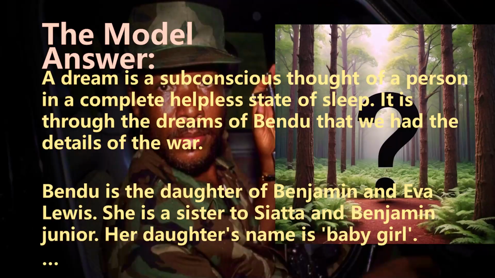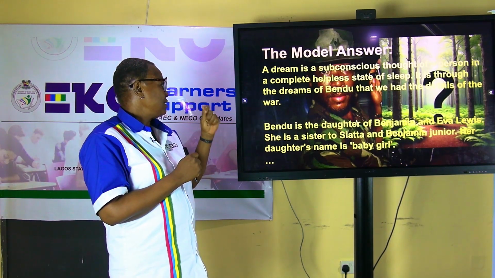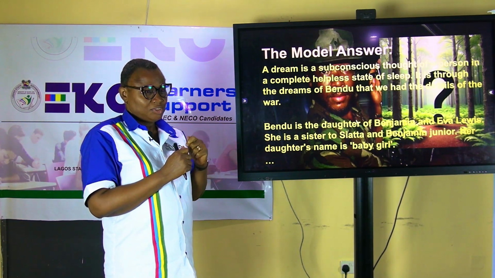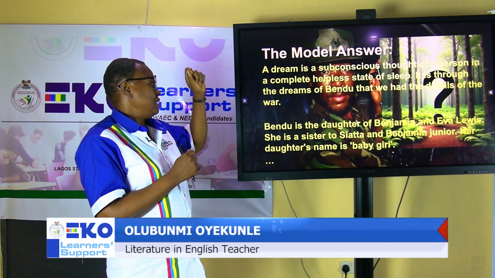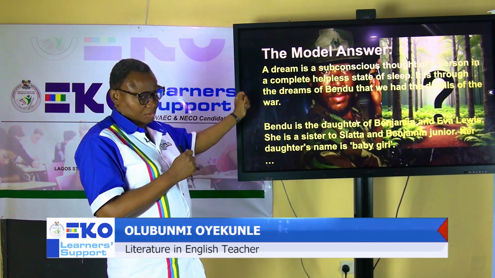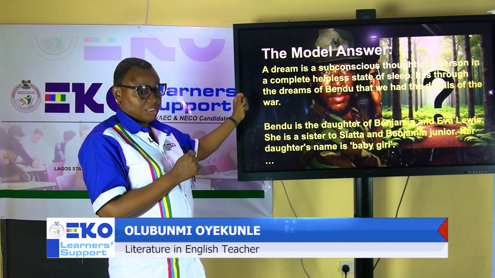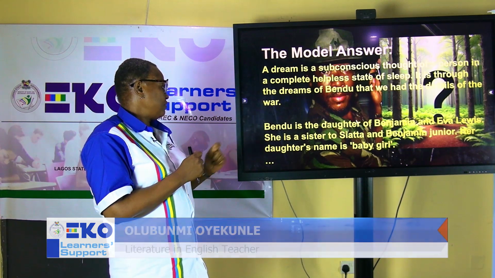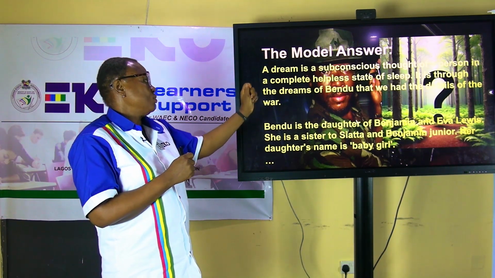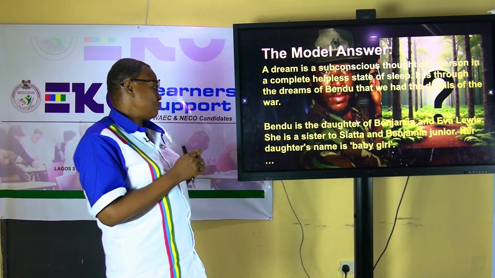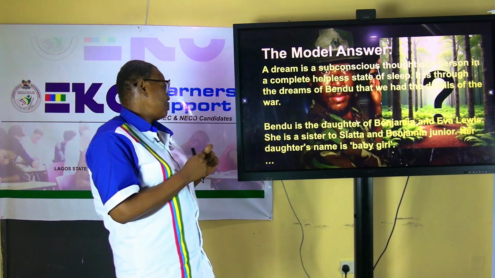Then we continue. A dream is a subconscious thought of a person in a complete helpless state of sleep. It is through the dreams of Bendu that we had the details of the war. So we can see the connection of dream, the device, in the first stanza before coming in with the definition. And after the definition, it connects with the character, Bendu, the protagonist.